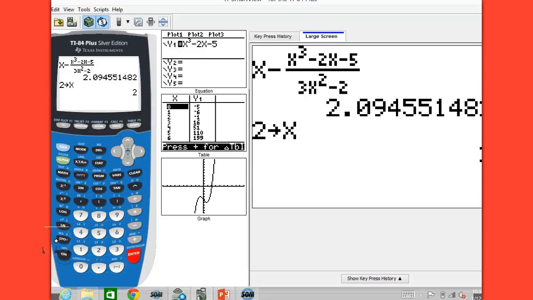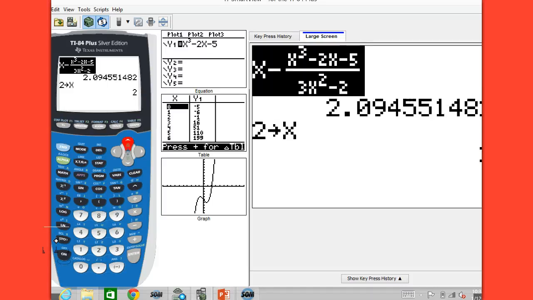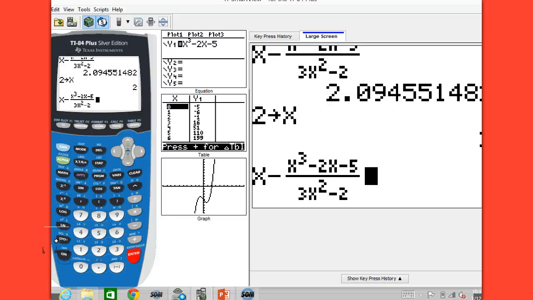All right. So now, if you have an 83, you're going to need to hit second enter to get your calculator to retype your equation for you. If you have an 84 with the new operating system, then all you have to do is scroll up to it and hit enter, and it'll retype that equation down below for you, okay? So if you have an 83, hit second enter, and it'll retype the equation for you. If you have an 84, then you can just scroll up to it and hit enter, and it will retype that equation for you.